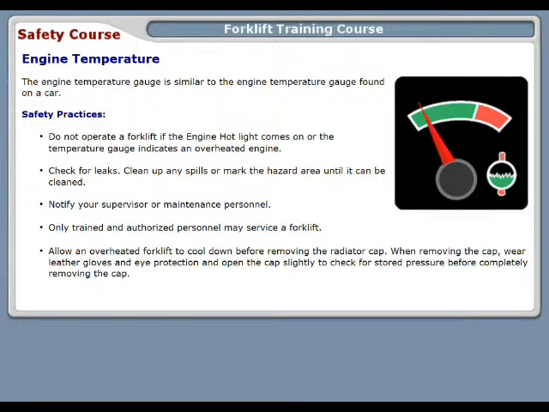The engine temperature gauge is similar to the engine temperature gauge found on a car. Safety practices include: do not operate a forklift if the engine hot light comes on or the temperature gauge indicates an overheated engine. Check for leaks. Clean up any spills or mark the hazardous area until it can be cleaned. Notify your supervisor or maintenance personnel of any overheating equipment. Only trained and authorized personnel may service a forklift.